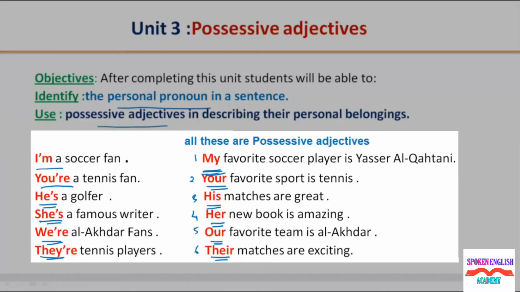I am a soccer fan. My favorite soccer player is Yasir Al-Qahtani. For you are, we use the possessive adjective your. For he, his; she, her; we, our; they, their.